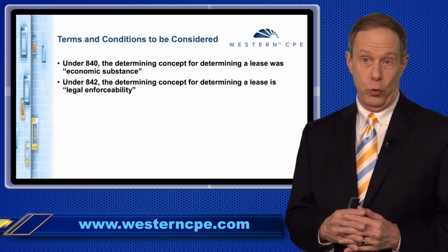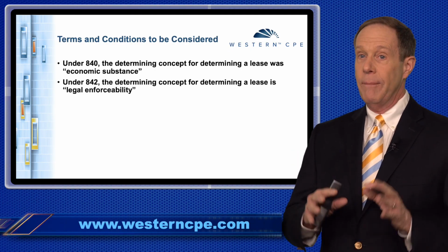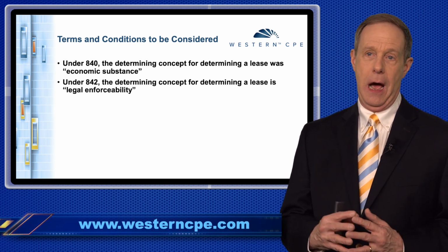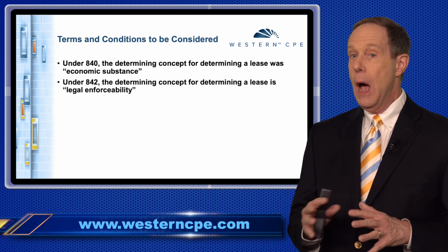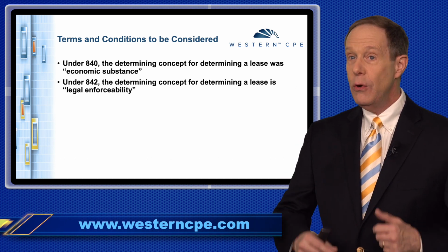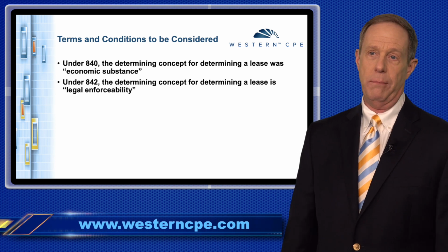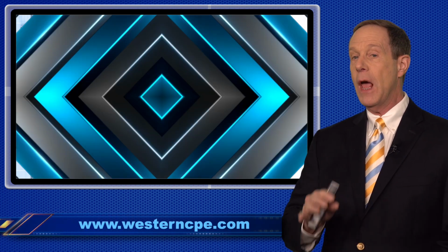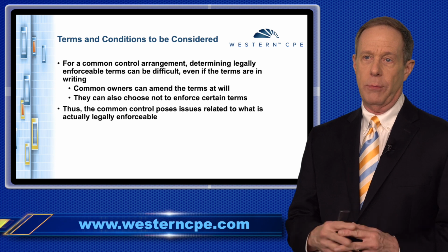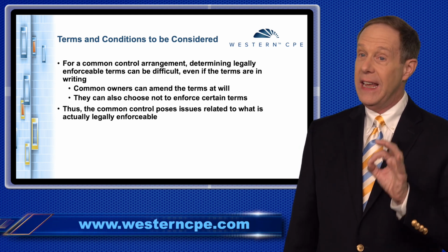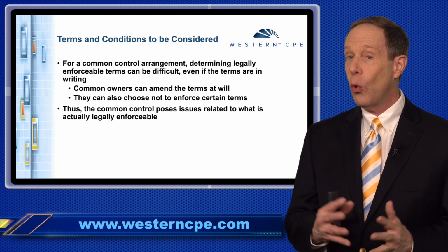Now, under the old rules, topic 840, the concept for determining a lease was what we called economic substance. But under 842, the concept for determining a lease is legal enforceability, two totally different things. For a common control arrangement, determining legally enforceable terms can be difficult even if those terms are in writing.